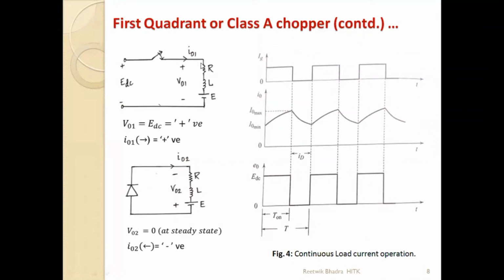I01 direction is this one. It will flow in this direction, so the upper terminal will be positive and the lower terminal will be negative. Now the inductor discharges in this direction, the same direction as I01, so I01 and I02 directions are the same. Since the inductor is now acting as my source, I have changed the polarity.